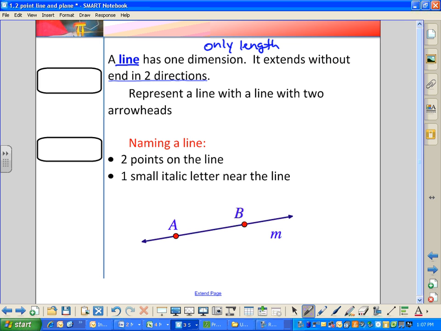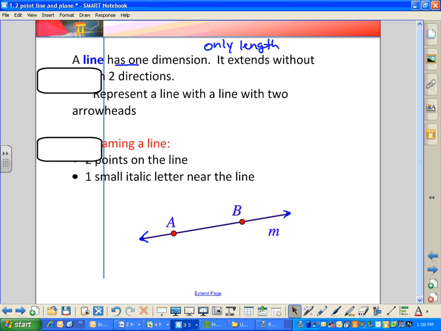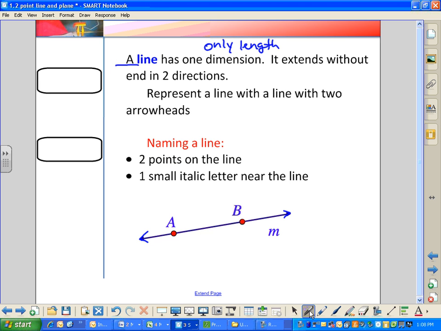Now the way that we represent a line, when we draw it, we're going to draw a straight line like you see right here, and at the end of the line we're going to put two arrowheads so that we know it extends forever and ever. When we're naming a line, there's two different ways that we can name a line. The first way that we can name a line is by using 2 points on the line.